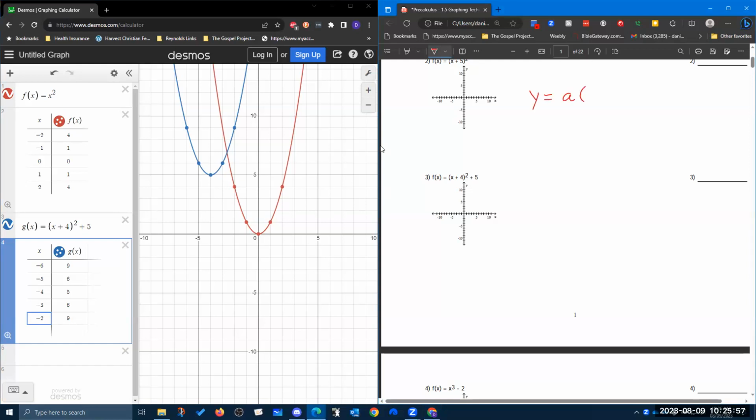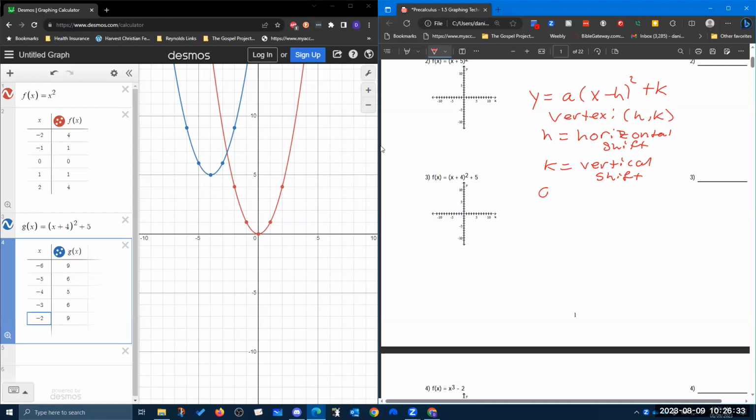We'll be talking more about this later when we talk about completing the square. That it's going to look like this with its vertex at (h, k), where h is the horizontal shift and k is the vertical shift. We can apply that idea more generally to some other types of graphs.